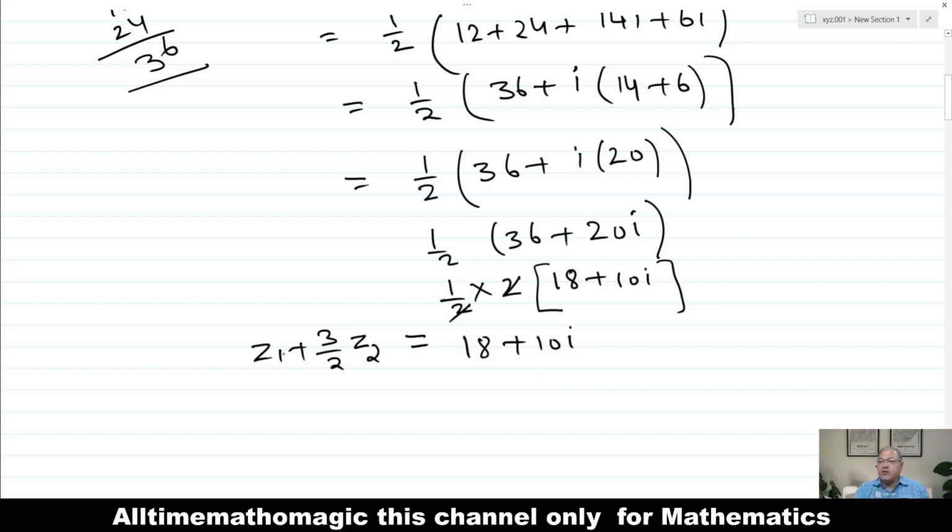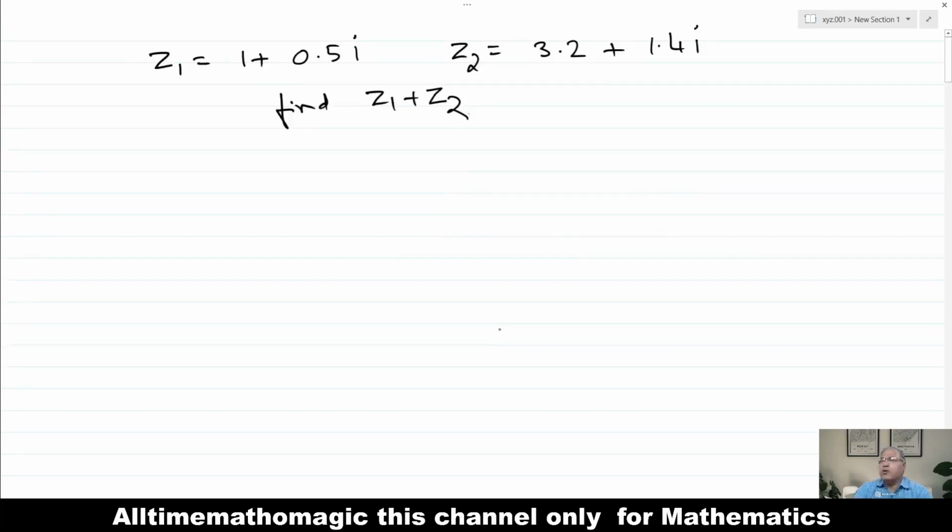This way, even if fractional parts are present, we can add complex numbers. Now suppose we have two complex numbers in which decimal parts are present, then how to add them? For example, Z1 equals 1 plus 0.5i and Z2 equals 3.2 plus 1.4i. Then find Z1 plus Z2.